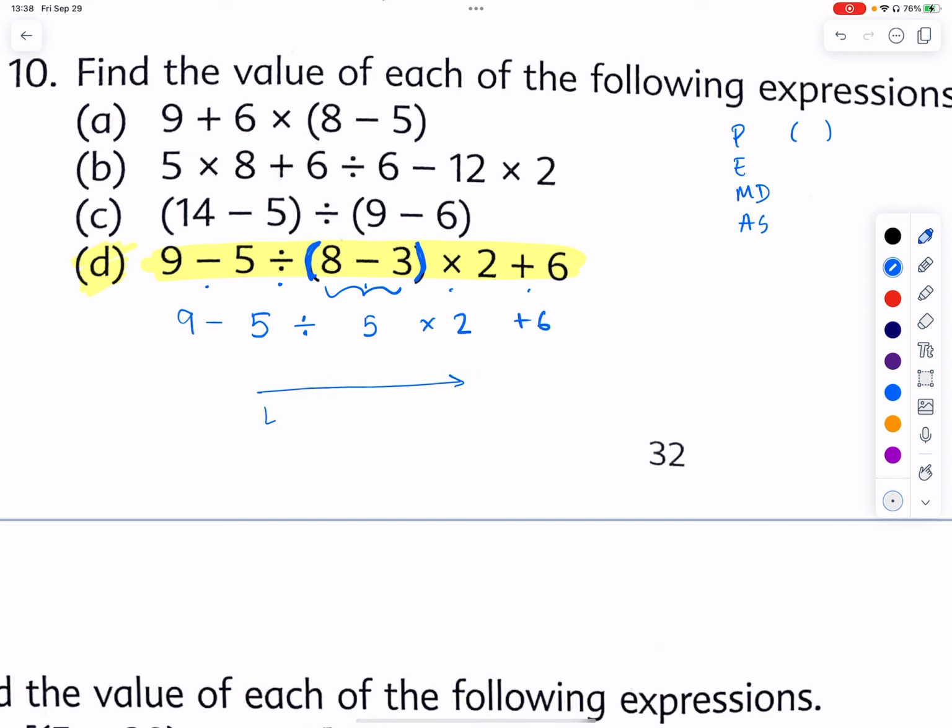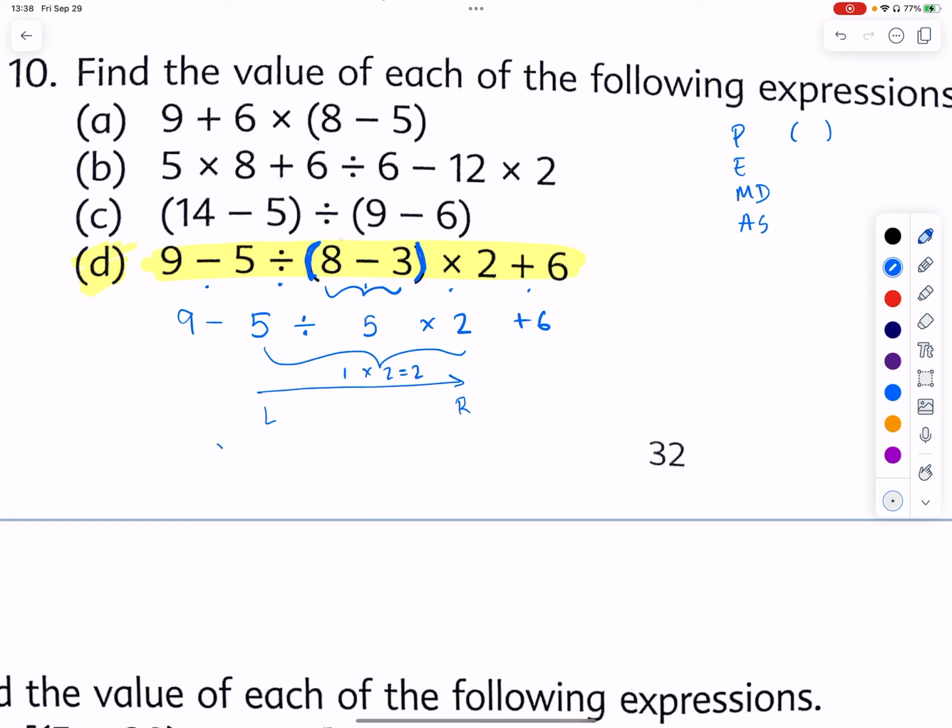And we notice we have division followed by multiplication. Well, let's solve it in the order of appearance. This entire two operations would result in 5 divided by 5 times 2. Well, 5 divided by 5 is 1 times 2. It becomes 1 times 2 equals 2.